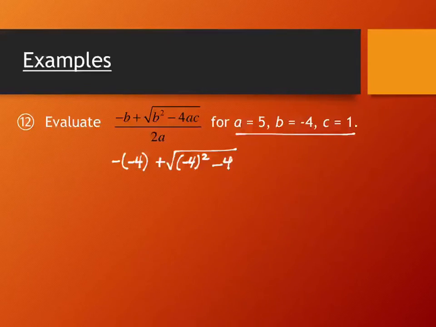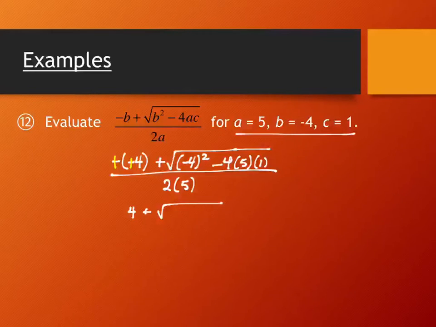I have -4 times A is 5, and C is 1. So it looks like that. All over 2 times A, which is 2 times 5. So if you didn't already do it, the opposite of -4 is a +4, so I have a +4 at the beginning. Inside, I have -4 squared, which is 16. And then I have -4 times 5 times 1, so there's one negative, so it's still negative, and then 4 times 5 times 1 would be 20. And underneath, I have the number 10.